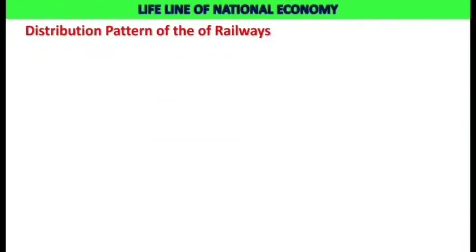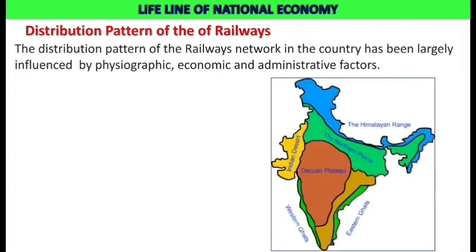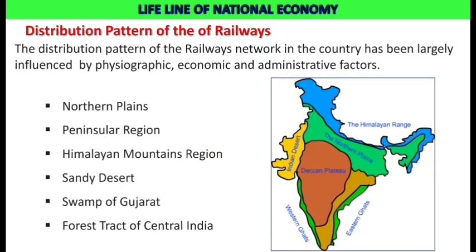Distribution pattern of the railway. The distribution pattern of the railways network in the country has been largely influenced by physiographic, economic, and administrative factors, which means these are some factors which are responsible for constructing the railway network. When these factors are suitable in an area, then a dense railway network can be easily constructed. We'll discuss the distribution of railway network in these regions: northern plains, peninsular regions, Himalayan mountain regions, sandy deserts, swamp of Gujarat, forest tract of central India.